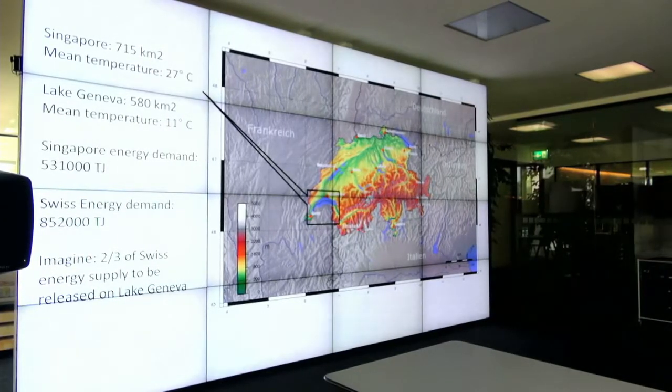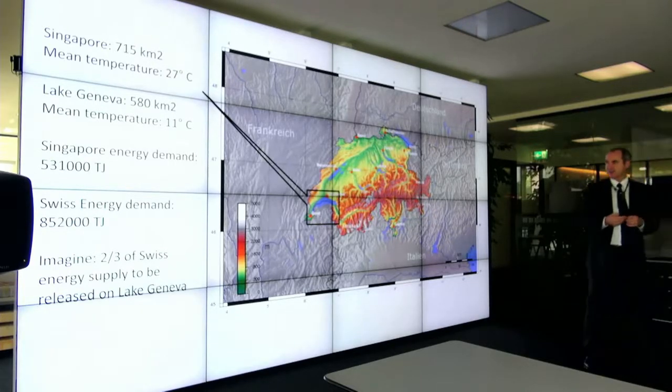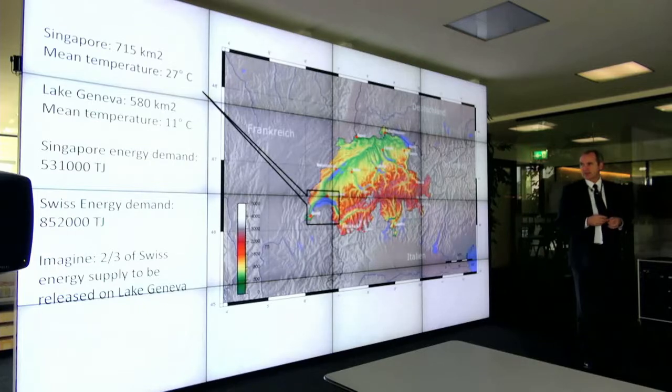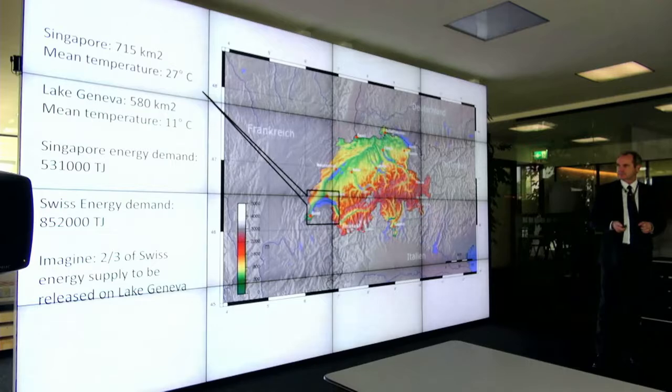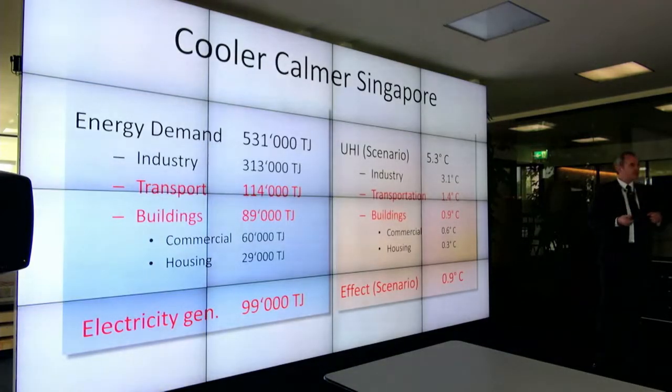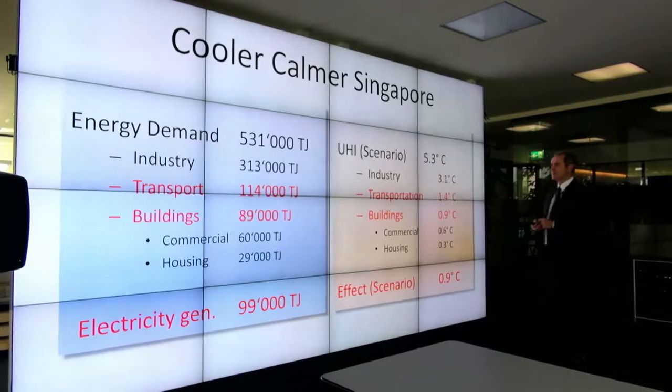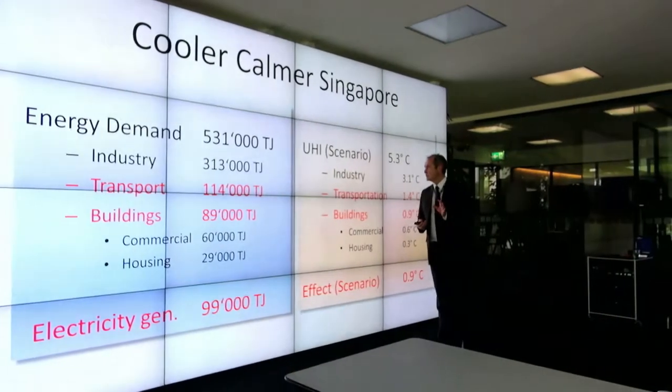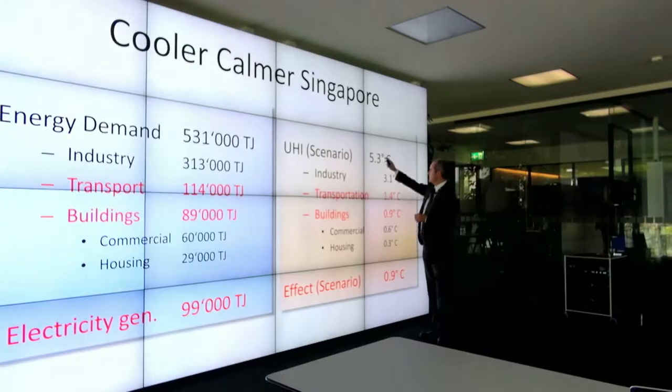So this is the size of Lake Geneva, Singapore maybe in 1980. By now it's more than 700 square kilometers, but it's still in the same vicinity. If you then would make a so-called Milchmädchenrechnung, we know that the urban heat island effect in Singapore is about 5 to 6 degrees, depending where you go.